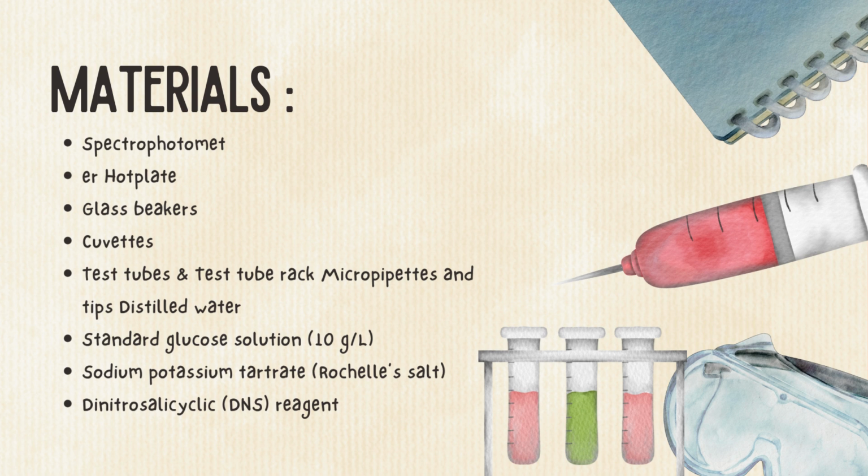distilled water as a solvent and for dilution, a standard glucose solution with a concentration of 10 grams per liter, sodium potassium tartrate, also known as Rochelle salt, and dinitrosalicylic acid or DNS reagent, which reacts with reducing sugars to produce a measurable color change.